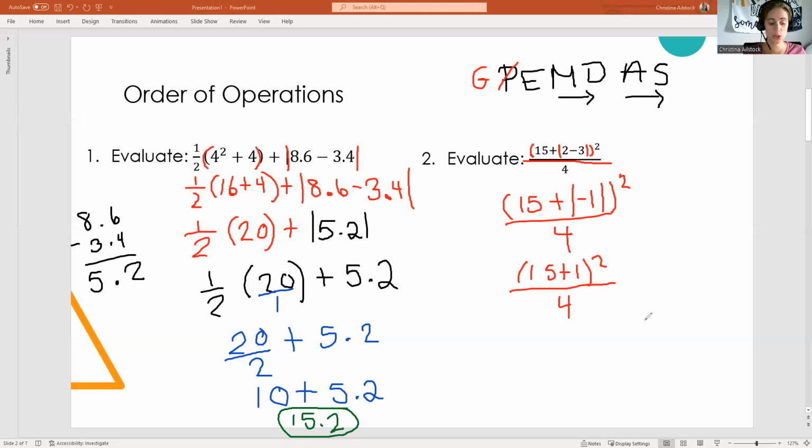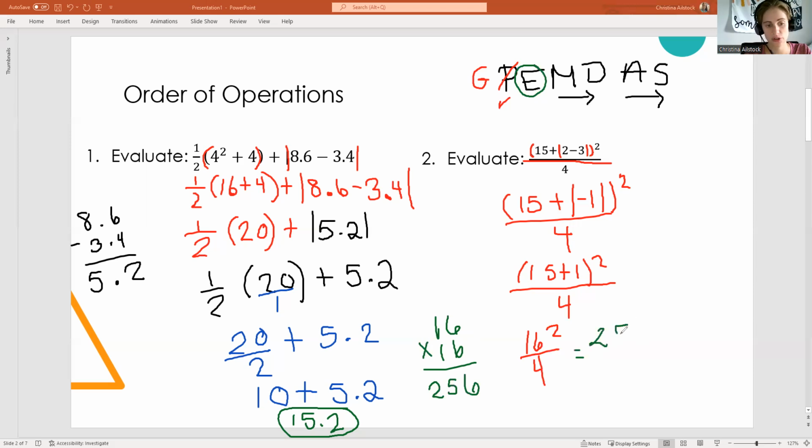So now we're going to continue to work on those grouping symbols. And our grouping symbol next is the parentheses. So let's continue to simplify what's inside of there, which would be 15 plus 1, giving us 16 squared over 4. All right. Now we have an exponent, E for exponent. We need to take 16 squared. Remember, 16 squared is 16 times itself 2 times. So 16 times 16, which is 256.